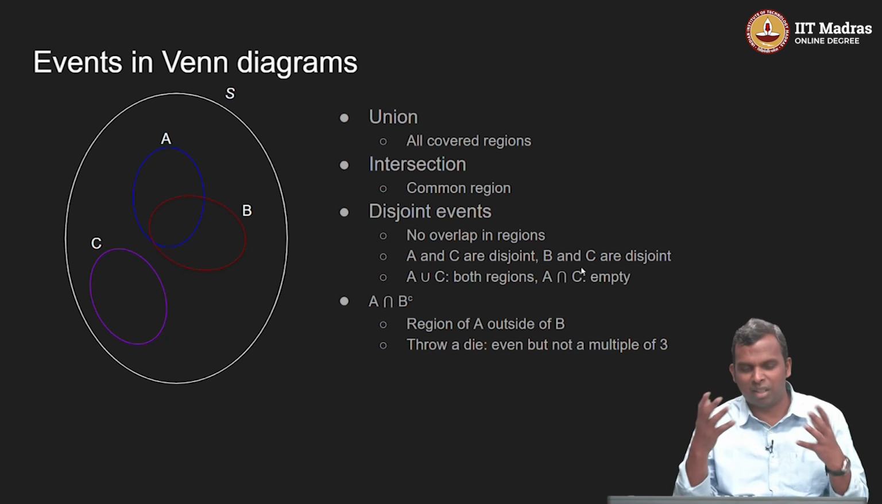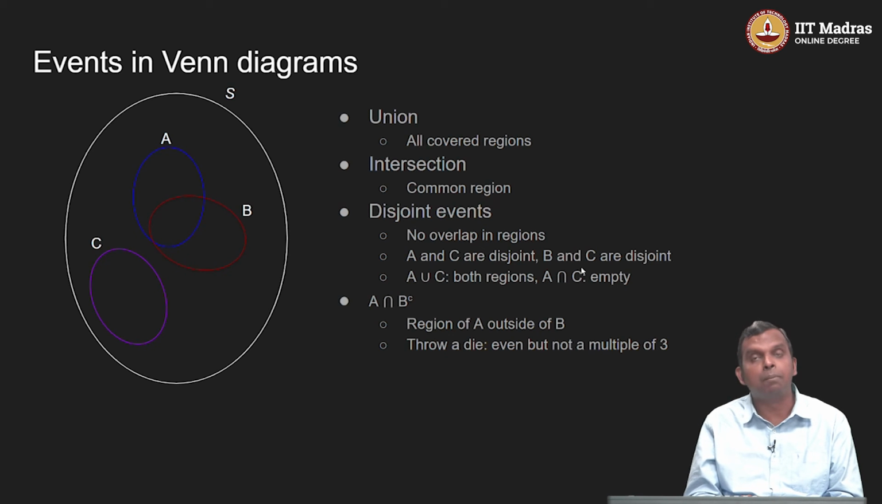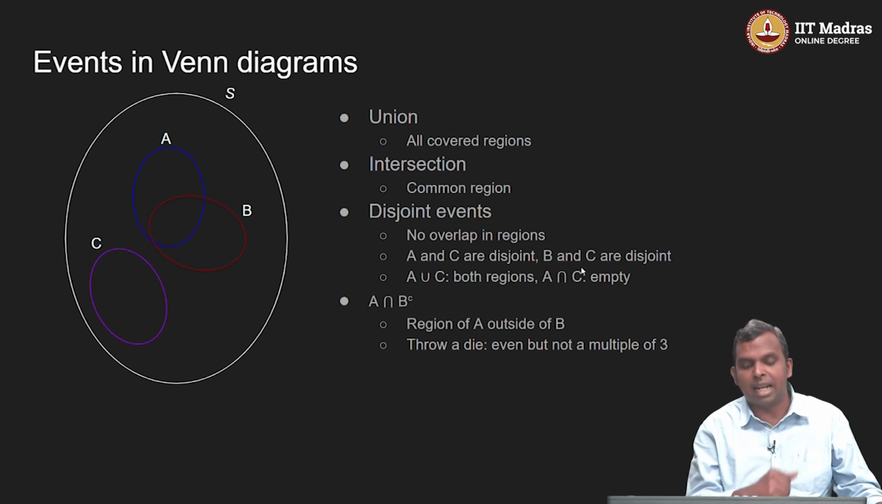Circle or ellipse or any other shape that you like. Okay, so I've shown you here 3 events A, B, C. And you can start thinking of various things here. Like for instance, you can start thinking of union of A and B, right? If you want to think of union of A and B, you're going to get that, right?